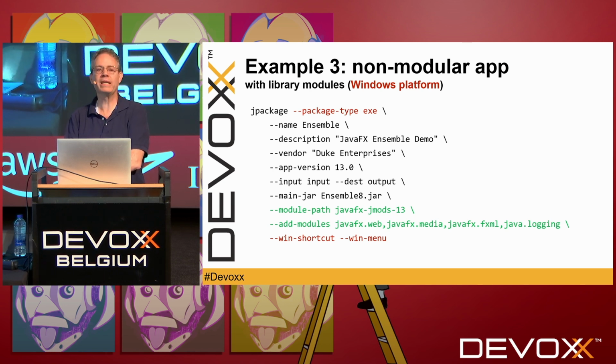And the part in green is the part that's different for modular applications. And that's that we specify where to find these additional modules, the JavaFX modules. And then we use --add-modules, which uses the same syntax as jlink or java or javac. It just tells you these are some modules that we're going to run. And in this case, those are the 4 modules that we need for our application.